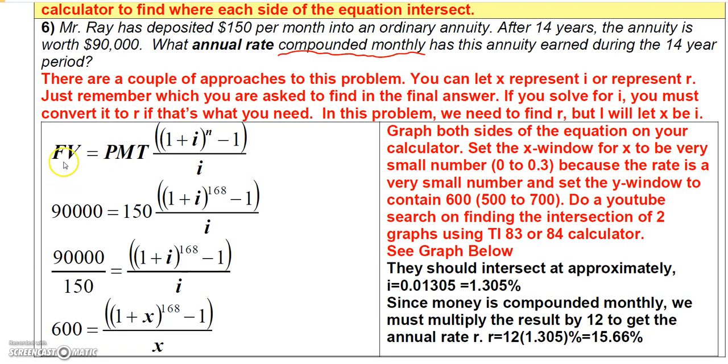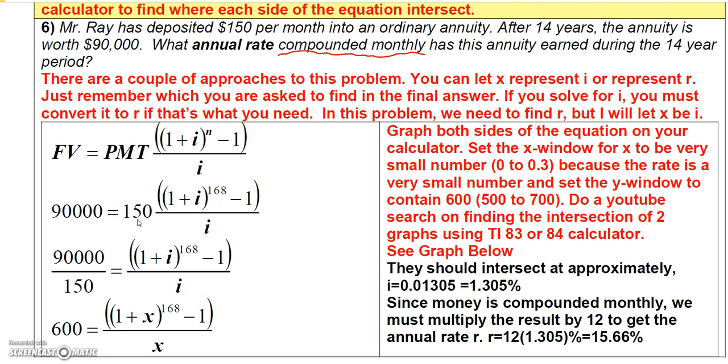Let's take a look at the formula. Here's the formula for the future value of an annuity. Now we know that the future value is $90,000, and we know that the payment is $150. We don't know I, but we do know N because this is for 14 years monthly, so 14 times 12 is 168. So we know N is 168.